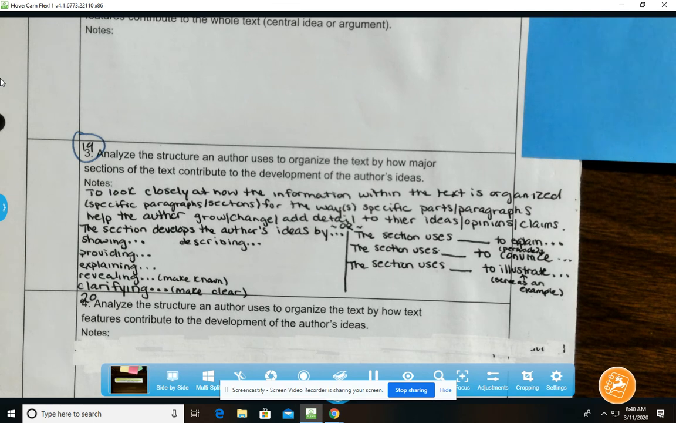So make sure that you think about how the appearance of the text and the sectioning of the text and charts and graphs and all that kind of stuff with the text, how those features of the text actually do help contribute to what the author is talking about, that central idea of the passage.